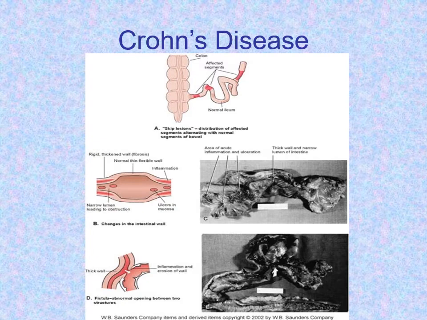And this is looking at Crohn's disease and showing where you have these skip lesions, so with normal tissue in between. And these are changes that occur in the intestinal wall where you can get narrowings and ulcers in the mucosa. And then you can also have a fistula formed where you have an abnormal opening between two structures here. And there are some pictures showing you ulcerations and a fistula down at the bottom.